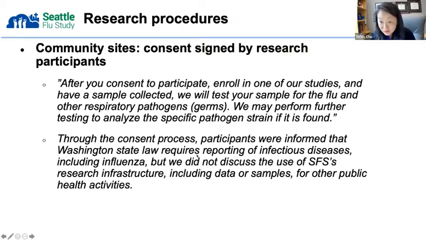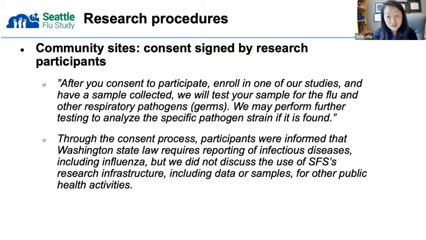We also, through this consent process, told people that Washington state law requires reporting of infectious diseases, including flu. But we didn't explicitly discuss the use of our research infrastructure, including the data or samples, for other public health activities beyond reporting to Washington state.